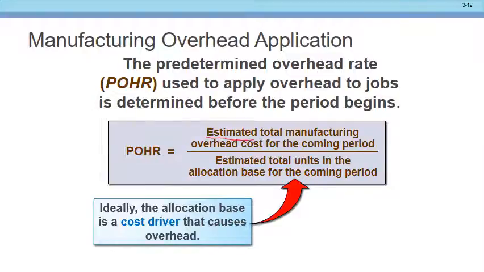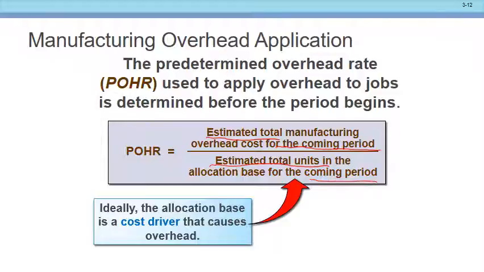Okay, but what is it? The key thing here is what? Estimated, and we do this, and we're doing it for what? For the coming period. So we're doing this before we have even started to produce one item in the new year, right? Okay, we're maybe doing this in June of 2015 to help us with 2016. Then we will go ahead and estimate the total units that we're going to produce in the coming periods. So we estimate what our predetermined manufacturing overhead rate is, and then we'll use that throughout the year.